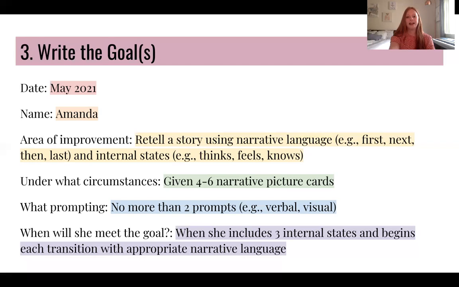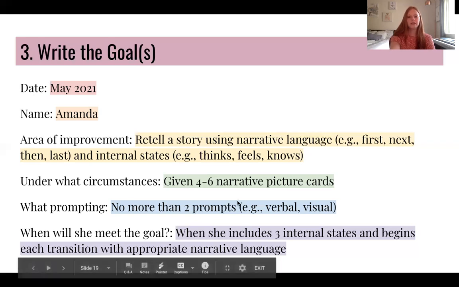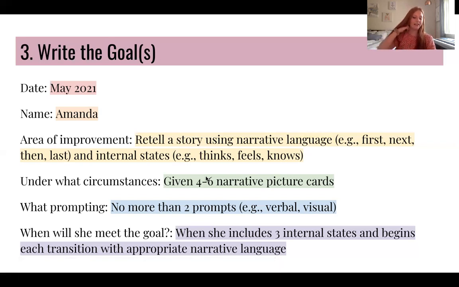You could write it as with appropriate narrative language in 80% of transitions, meaning that for 1 or 2 of them, she could not have a transition word, but she would need one for the rest of them. The reason why I have it written out this way is because we're using the narrative picture cards. So that gives a clear-cut thing of, okay, Amanda, you need to have a transition every time you do a new card.